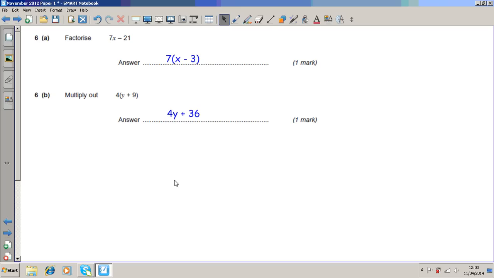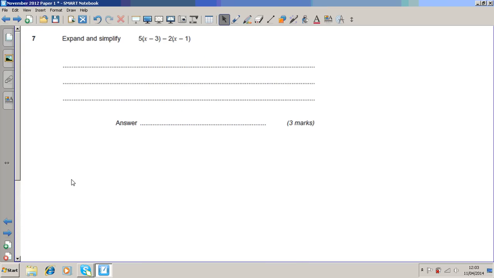But know what it means, factorise, put it into a bracket. Usually it's a number that goes into both. Sometimes it might be a letter, so it might be 7x squared minus 21x, so we can take an x out of here and put them in. They're not worth many marks, but they always come up, so make sure you can do that.